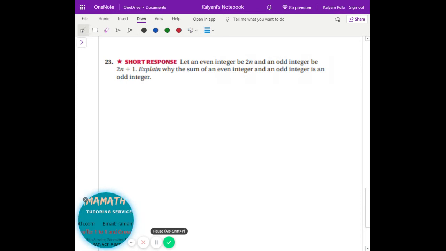Any integer times an even integer is always even. An even product, then adding 1 will make it odd. Excellent.